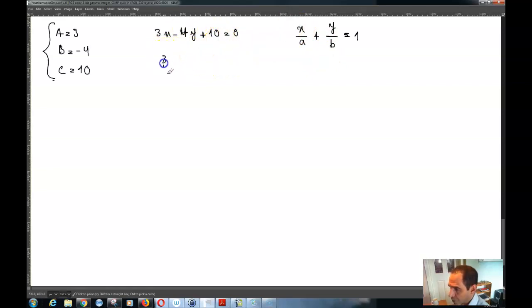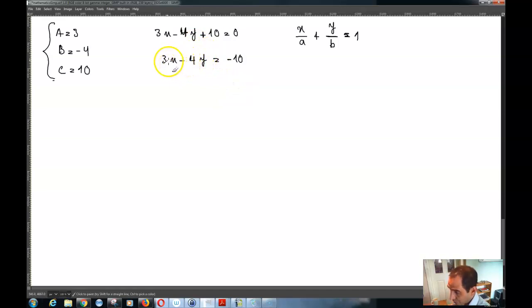So I can write 3x minus 4y is equal to negative 10. Now your goal here is to have the coefficients of x and y as 1s, and then have a 1 over here as well, and then whatever you find down here in the denominators are your x-intercept and your y-intercept.